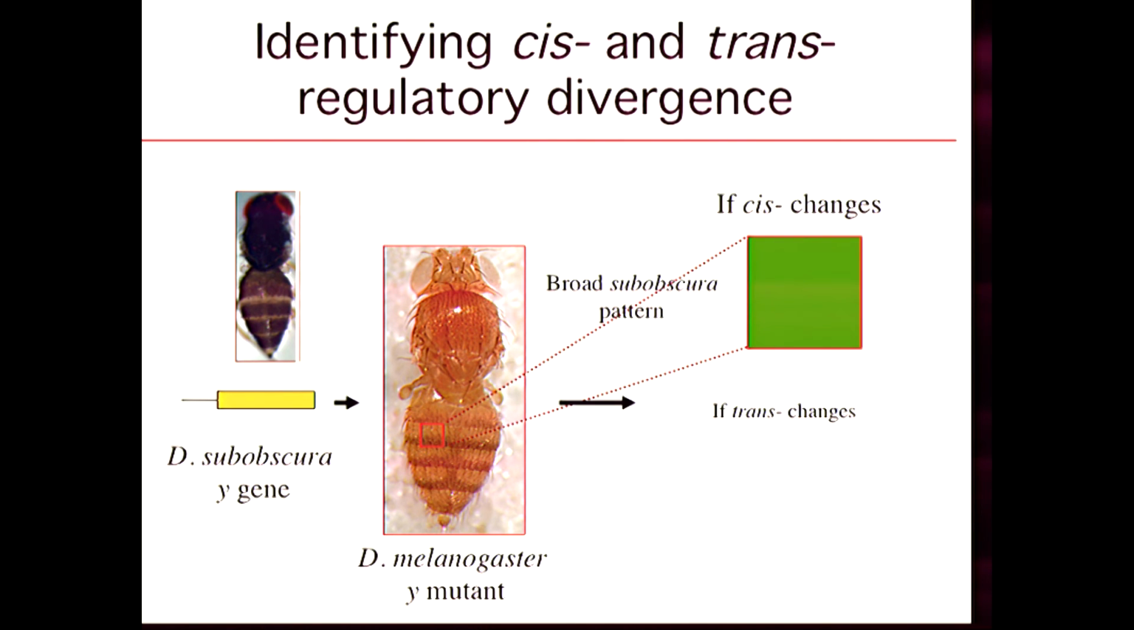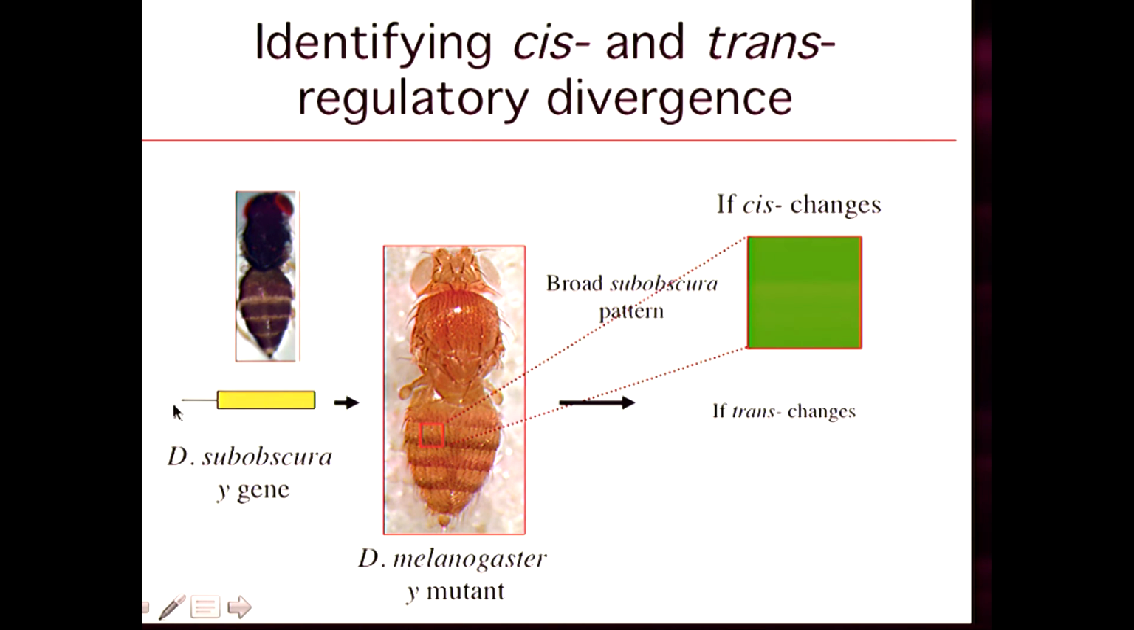If the changes in this gene that have evolved between these two species are located in the cis regulatory sequences of yellow, then when we move this gene into melanogaster, we're moving those changes with it. And that's going to produce a pattern of expression that is sort of throughout each segment the same way it is in the species we took the gene from.